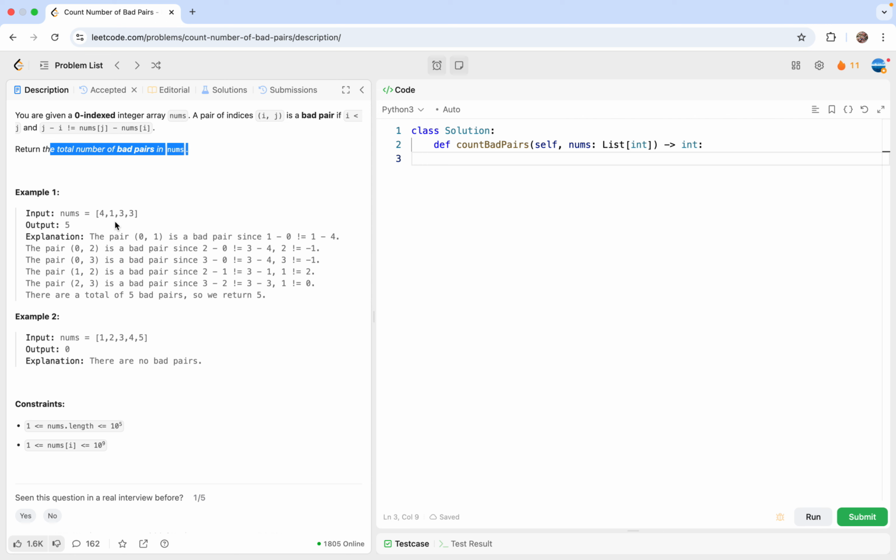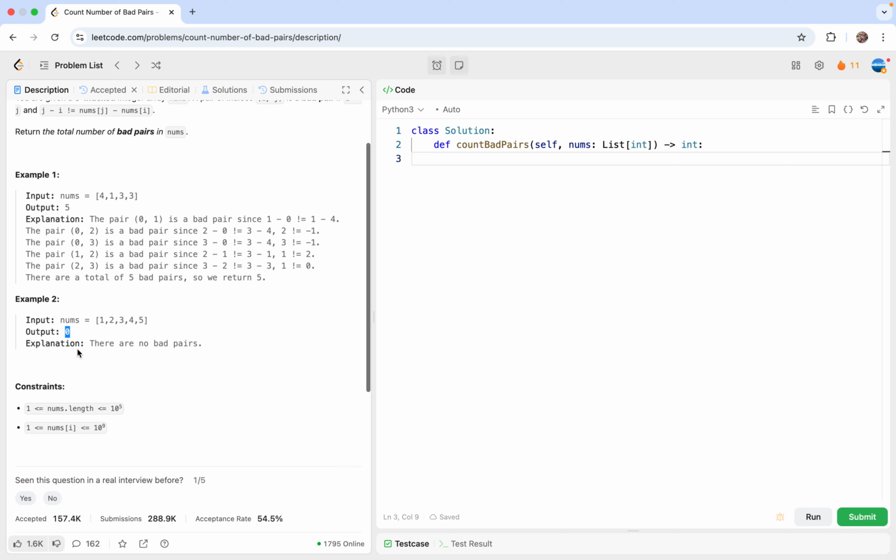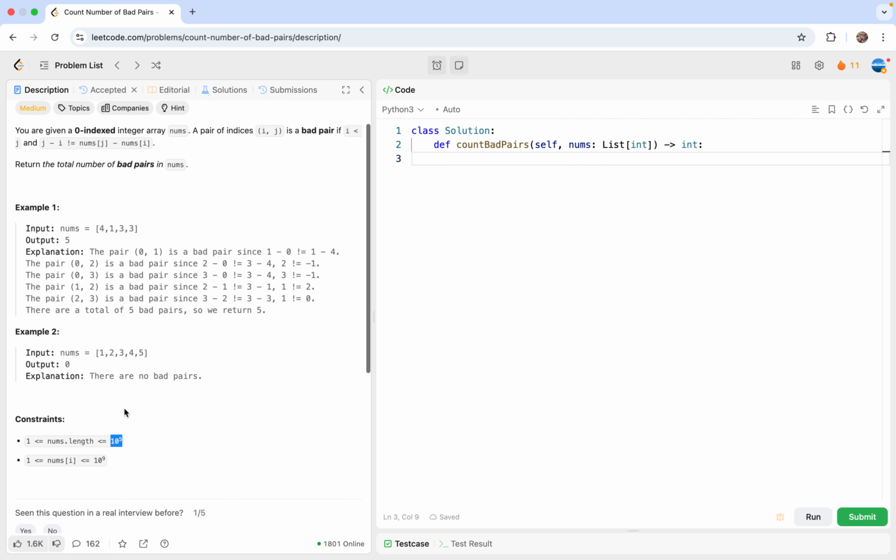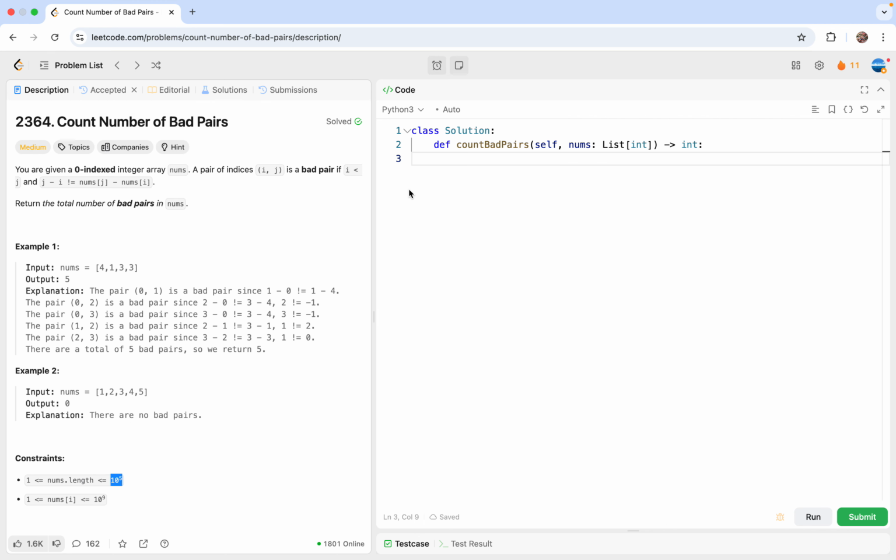If you examine example 1, the output is 5. Here is an explanation. If you look at example 2, because it's incremented by 1 each time, the output is 0. The length is bounded above by 10 to the power 5. In other words, the problem size can be very large. With that said, let's look at the analysis.